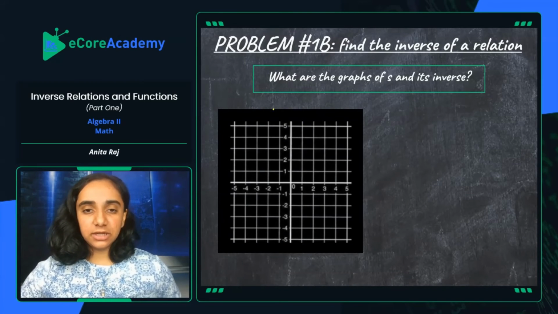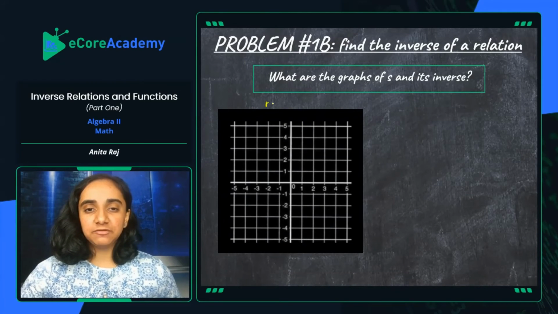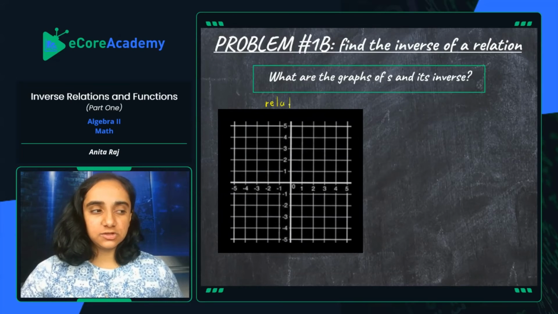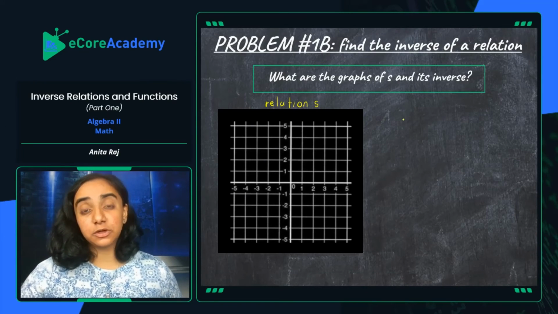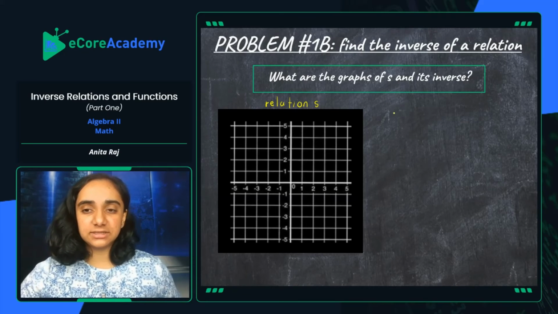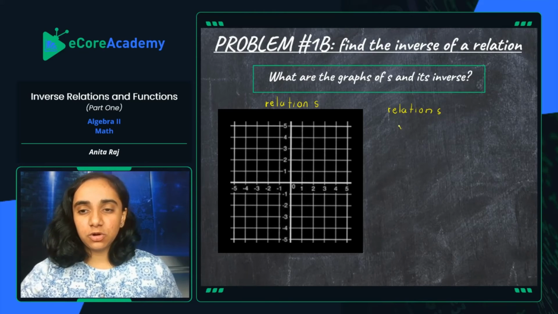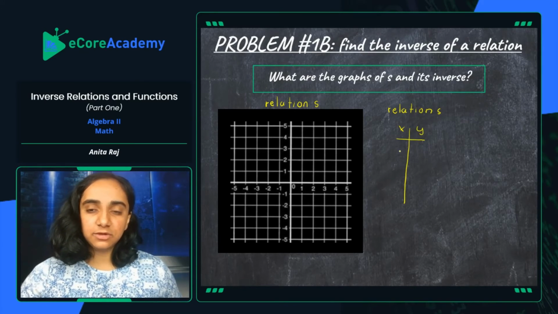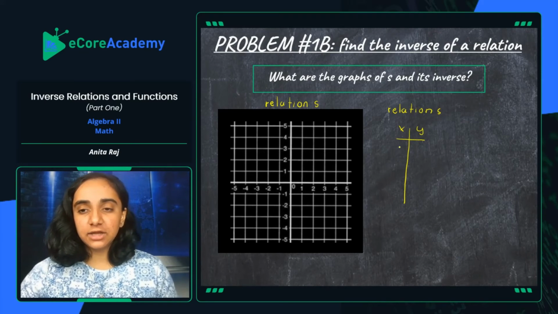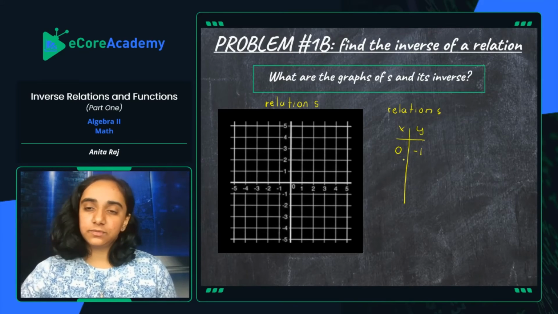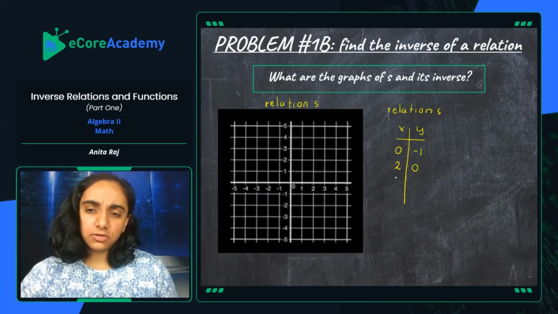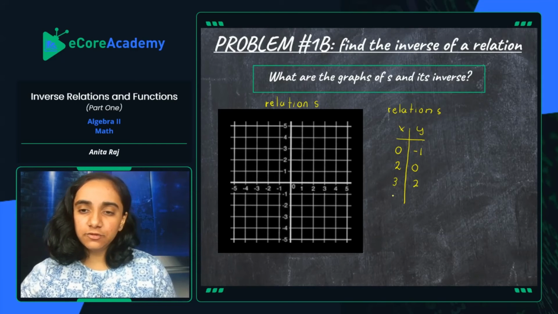So let's just establish what we're putting on this graph. We're putting relation S on this graph. But before we even plot points on a graph, don't we need XY tables so we know what points we're plotting? And the answer to that is yes. So let's first find out what the XY coordinates of relation S are. Our XY coordinates, remember, are A, comma, B, and we've already been given that on the previous slide. So I'm just going to rewrite what we were given: 0, -1, 2, 0, 3, 2, and 4, 3.